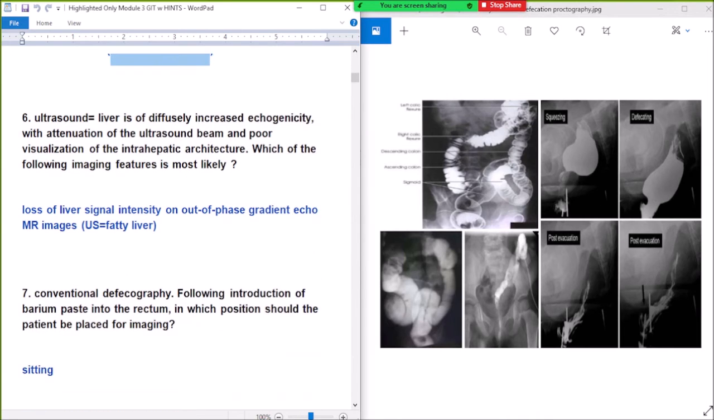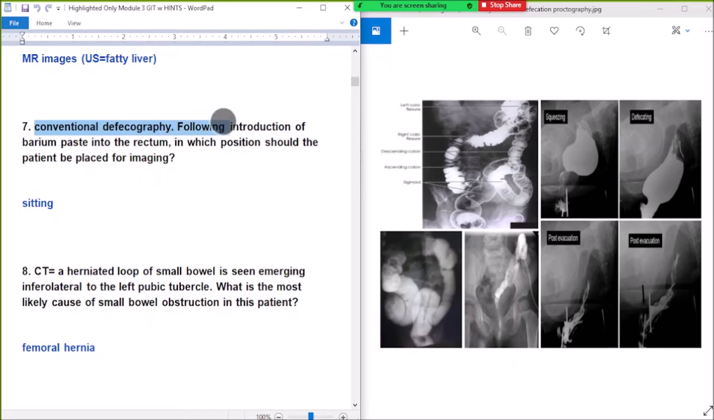Question number 6. Ultrasound shows the liver with diffusely increased echogenicity, attenuation of the ultrasound beam and poor visualization of intrahepatic architecture. Which imaging finding is most likely: loss of liver signal intensity on opposed-phase gradient echo MR images. We diagnose fatty liver. So on ultrasound, the liver shows diffusely increased echogenicity with attenuation of the ultrasound beam and poor visualization of intrahepatic architecture. Diagnosis is fatty liver, with loss of liver signal on opposed-phase gradient echo MR images. Question number 7.